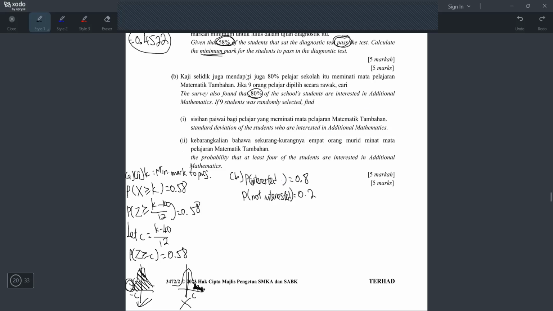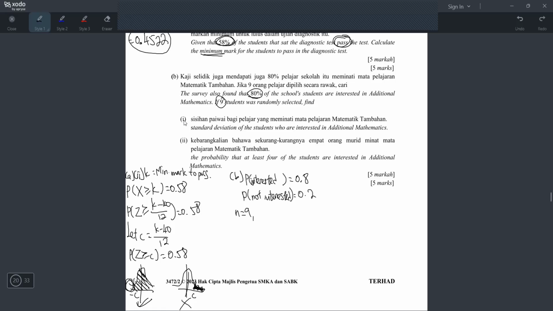When we are doing a binomial distribution question, it's always important to determine the N, P, and Q. N is the total number of trials. P and Q are the probability of success and failure. So definitely these two are the probabilities. But we still don't know which one is P and which one is Q, which is success and which is failure. But we have to keep reading. 9 students were randomly selected, so N equals 9.